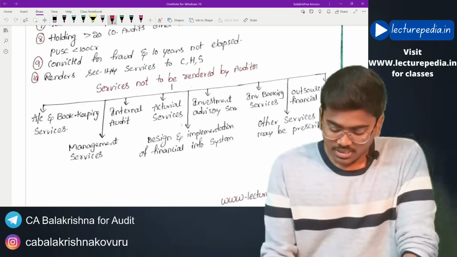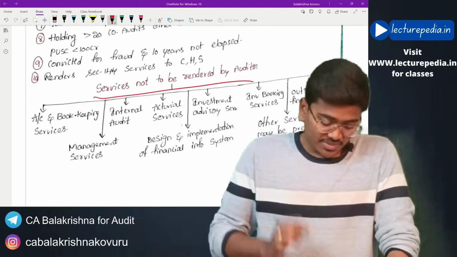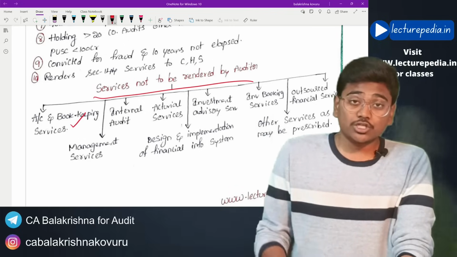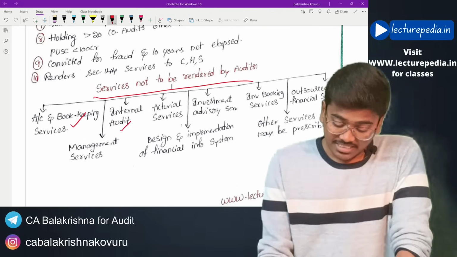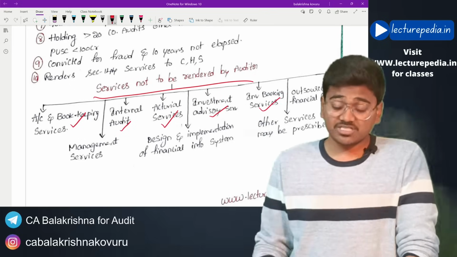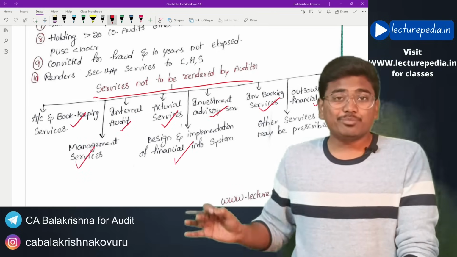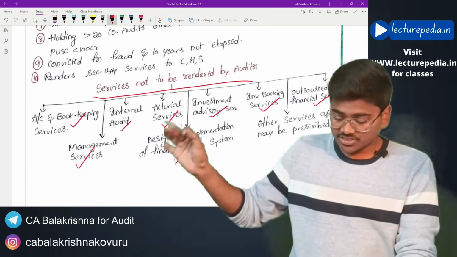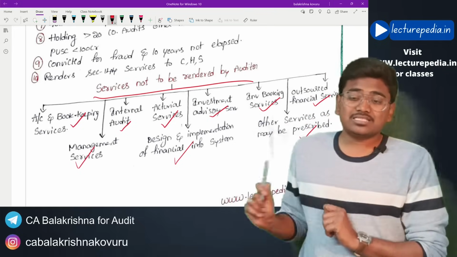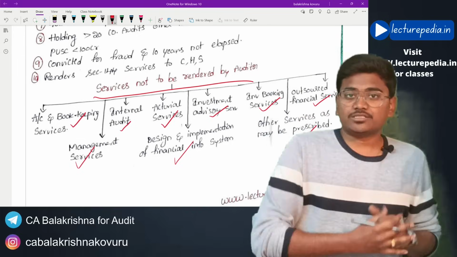Okay, services not to be rendered by the auditor under section 144. First one, accounting and bookkeeping services, they should not be rendered by the statutory auditor of the company. Internal audit, actuarial services, investment advisory and investment banking services, outsourced financial services, management services, design and implementation of financial information system and such other services as may be prescribed. All these services, they should not be provided by the statutory auditor to the client. Hope this is clear.